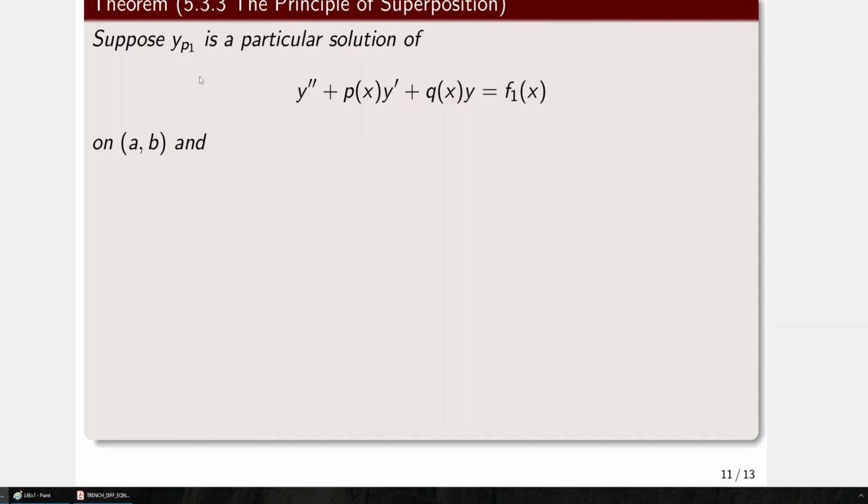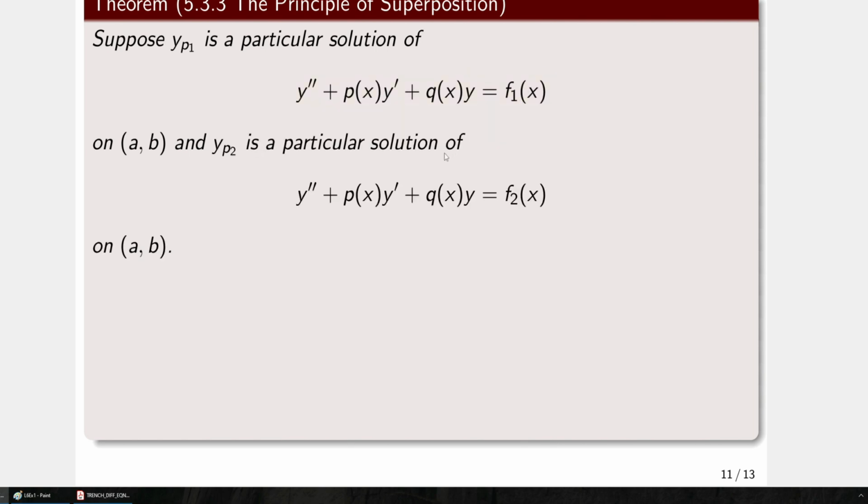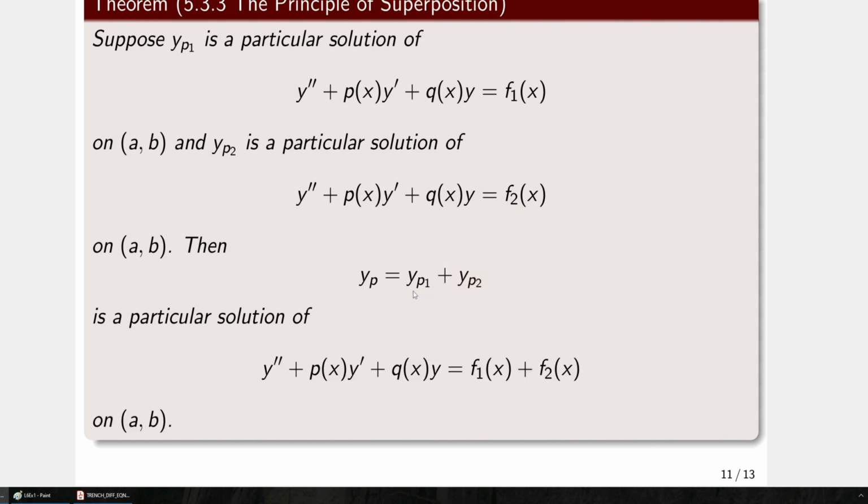Okay, so another useful theorem. Suppose y_p1 is a particular solution to this differential equation on (a,b), and that y_p2 is a particular solution to this one on (a,b). So the difference is I have these different forcing terms here. Well, if this is the case, then if I add those two particular solutions together, that will give me a particular solution to this differential equation on (a,b).